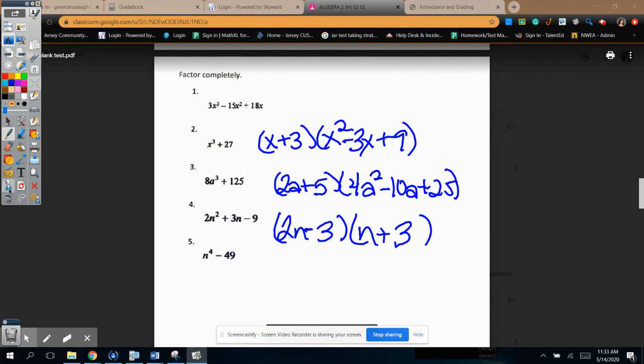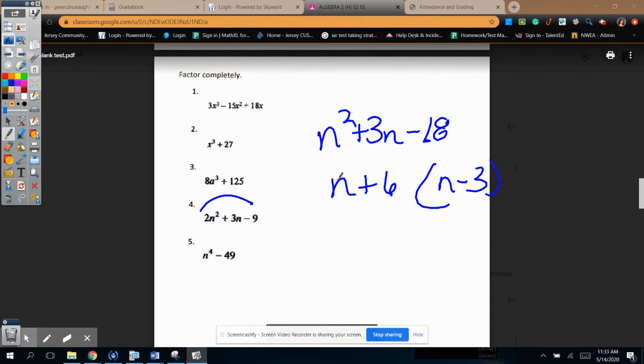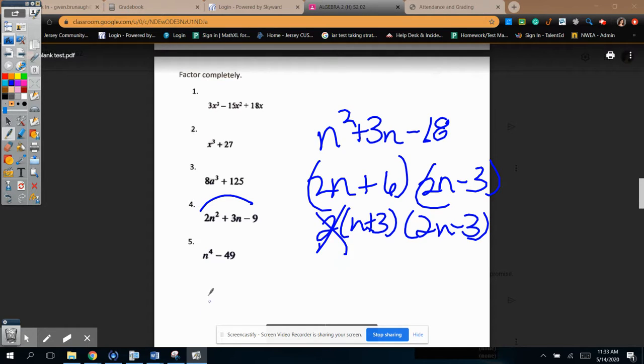You could also do the AC method there in case anybody wants a reminder of what that looks like. N squared plus 3n minus 18. That would be an n plus 6 and an n minus 3. And then we put the 2 back. Factor it back out here, though. It would be a 2 and an n plus 3. This would be a 2n minus 3, and then you would chuck the 2.